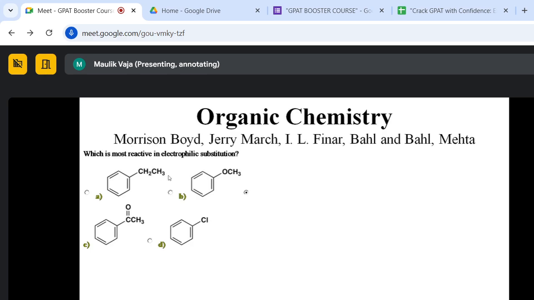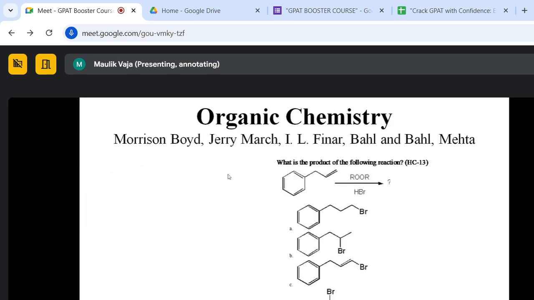So what will be the answer? Based on relative strength, OCH3 is a stronger electron donating group as compared to CH2CH3, and that's why option B is the correct answer. This compound is most reactive in electrophilic aromatic substitution reaction. Are you getting it? So these kinds of questions will be asked.